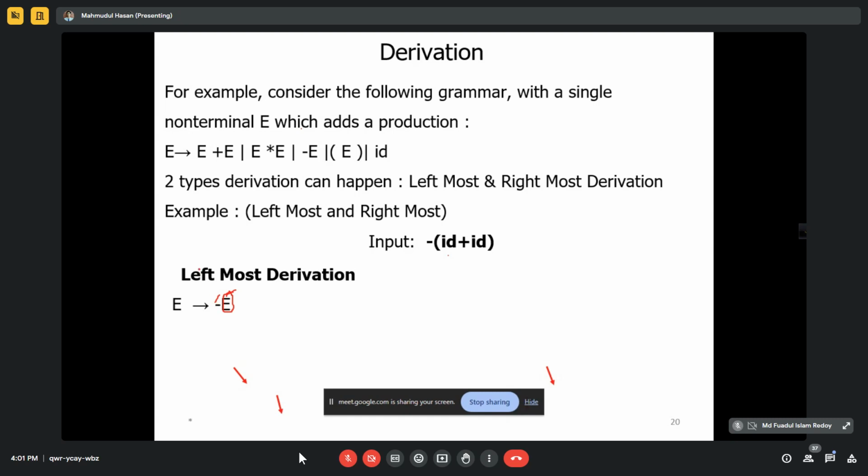Parenthesis E. The last one is Tawhid. Yes, sir. Please, someone other than Fuad and Tawhid, say something, please.